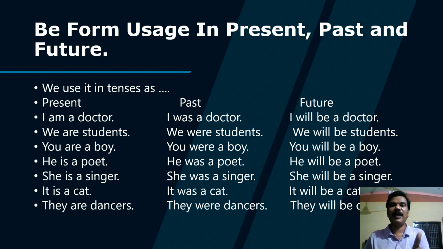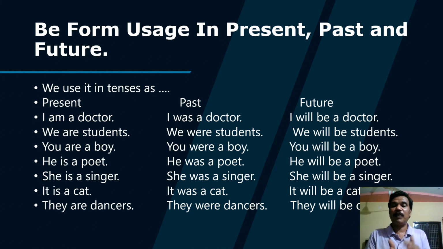I am a doctor became I was a doctor. We are students became we were students. You are became you were a boy. He is became he was a poet. She is became she was a singer. It is became it was a cat. They are became they were dancers.